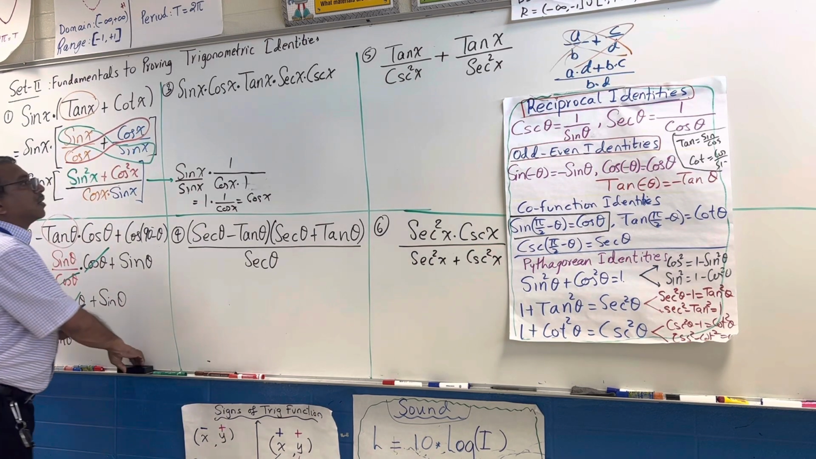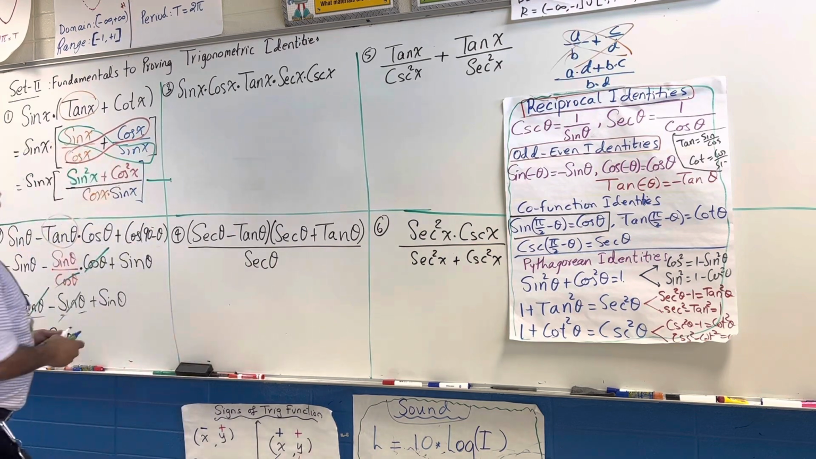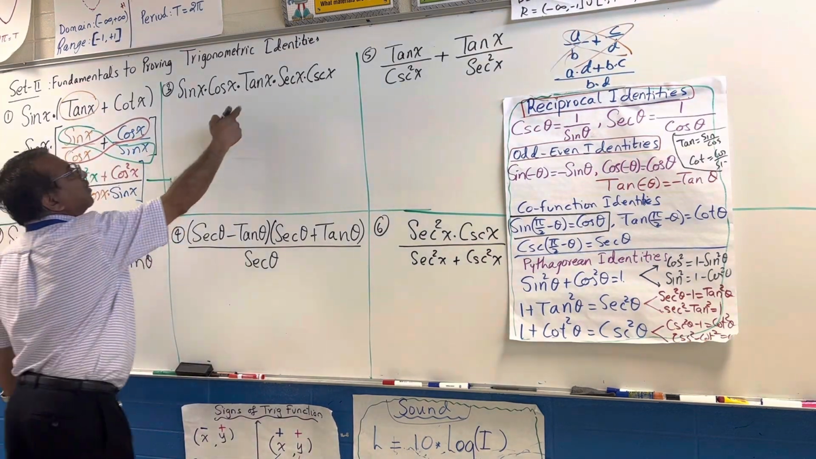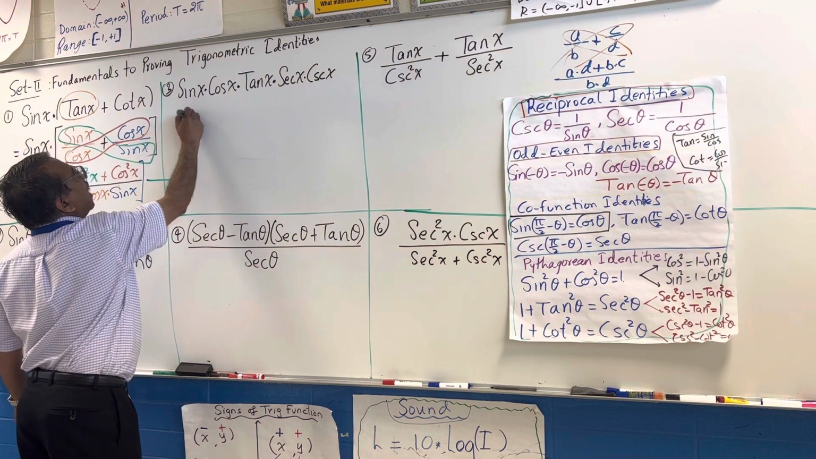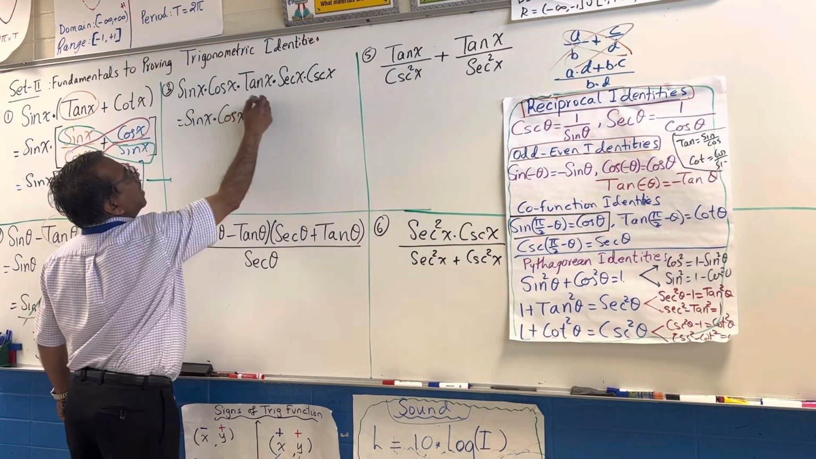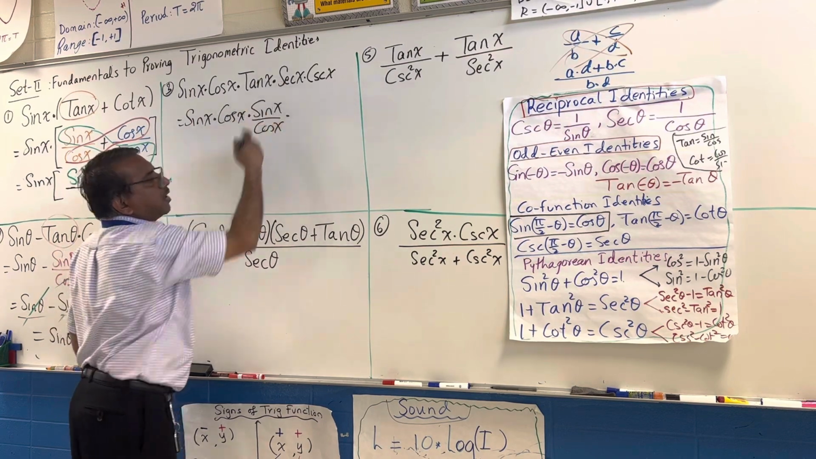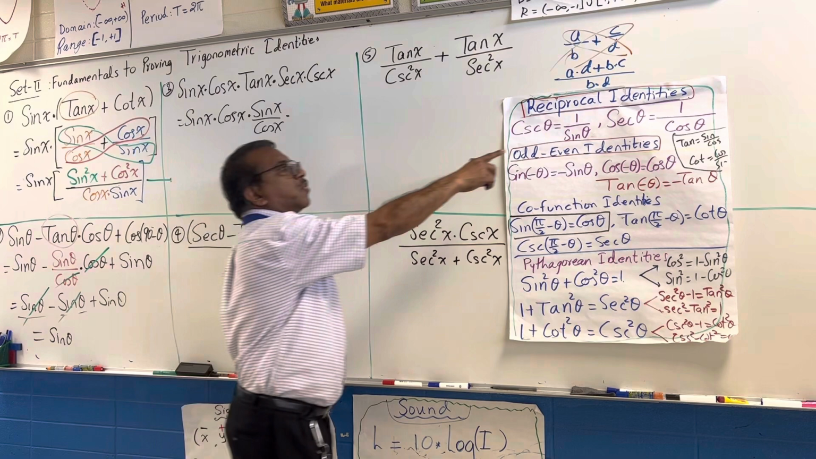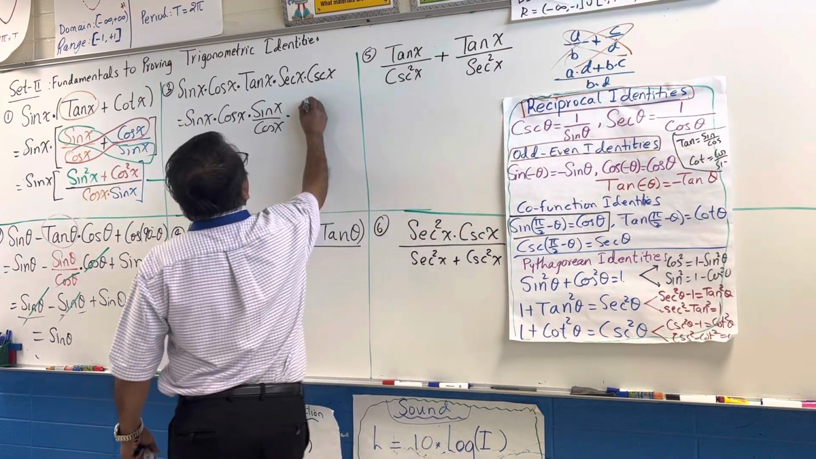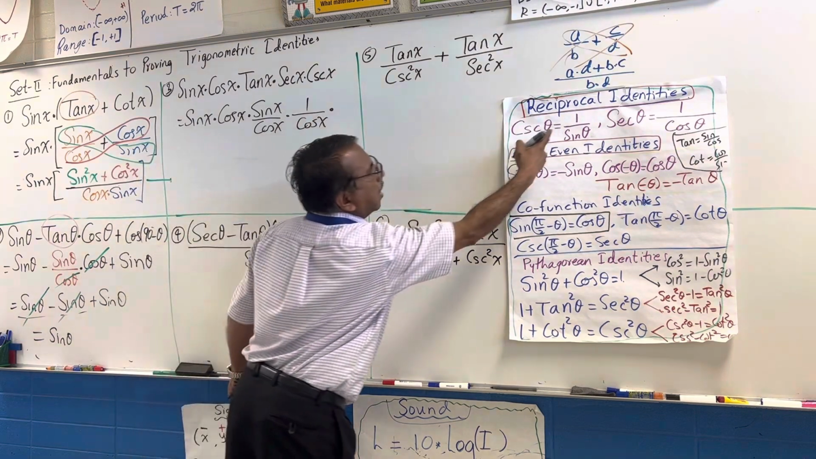Let's go check this third problem. Again, in this example, at most what we can change is, the sine x stays the same. In place of tan, change it to sine x over cosine. And secant by reciprocal identities is 1 over cosine. And cosecant is 1 over sine.